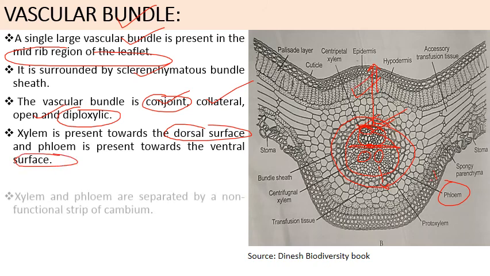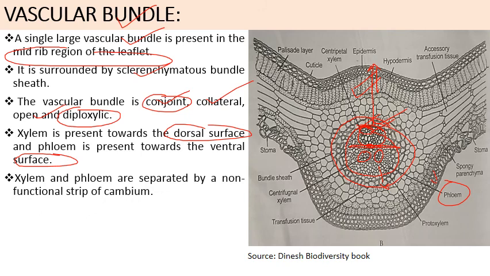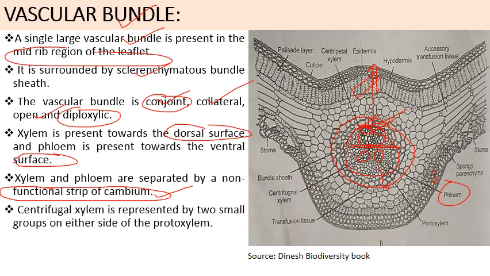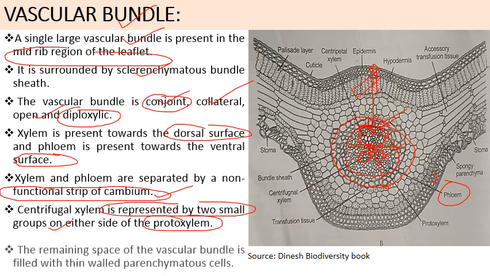or lower surface we can say. Xylem and phloem are separated by a non-functional strip of cambium. So इसमें जो cambium की strip present होती है that is non-functional and centrifugal xylem is represented by two small groups on either side of protoxylem. So जो ये protoxylem present होता है centripetal xylem का, इसकी दोनों तरफ present है centrifugal xylem.